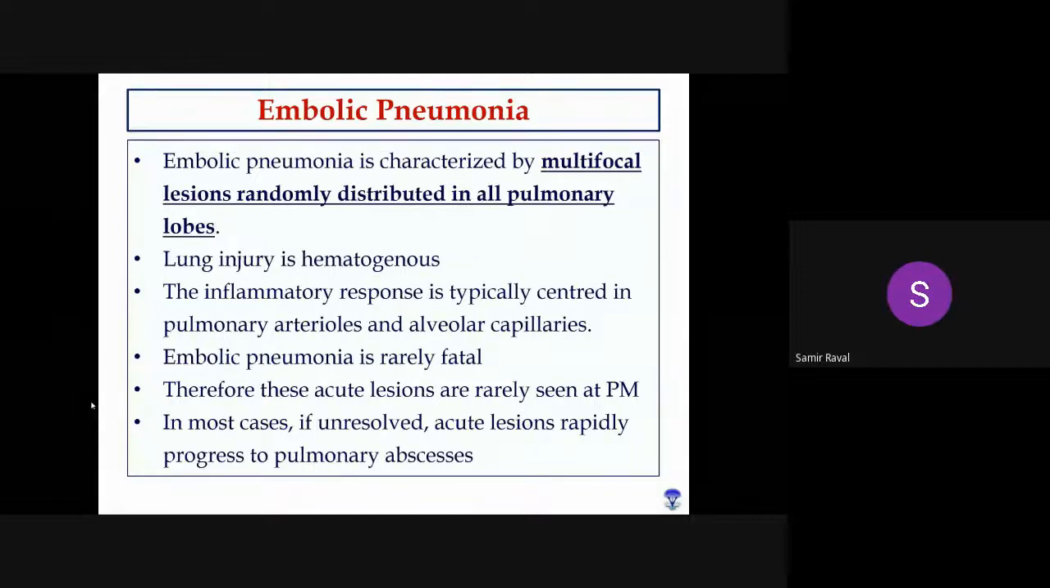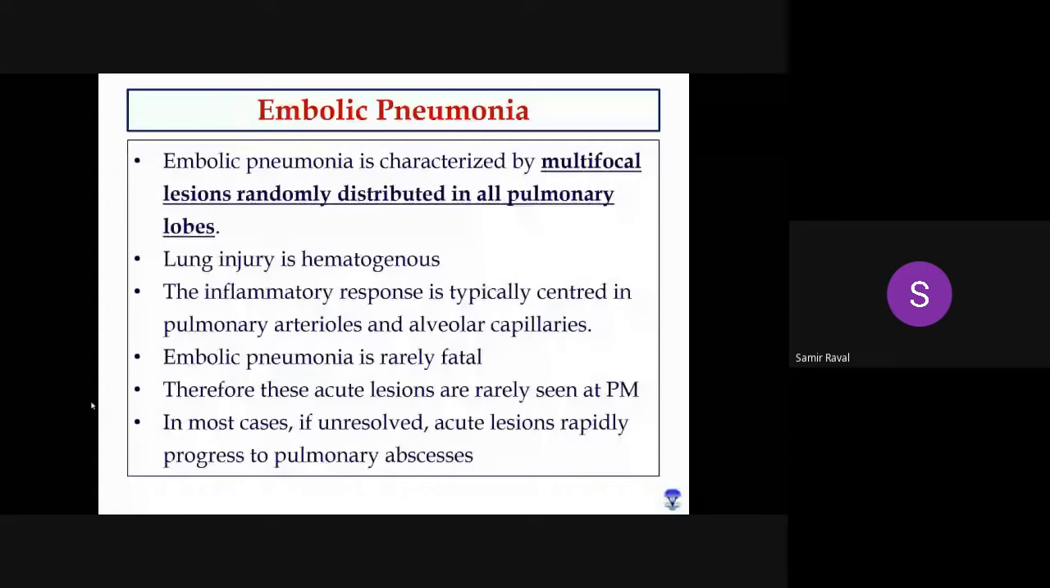In bronchopneumonia, you will find cranioventral consolidations, or cranioventral lobes are more commonly affected. In interstitial pneumonia, mostly the entire lung is affected. In embolic pneumonia, you will find multifocal lesions randomly distributed in all pulmonary lobes.